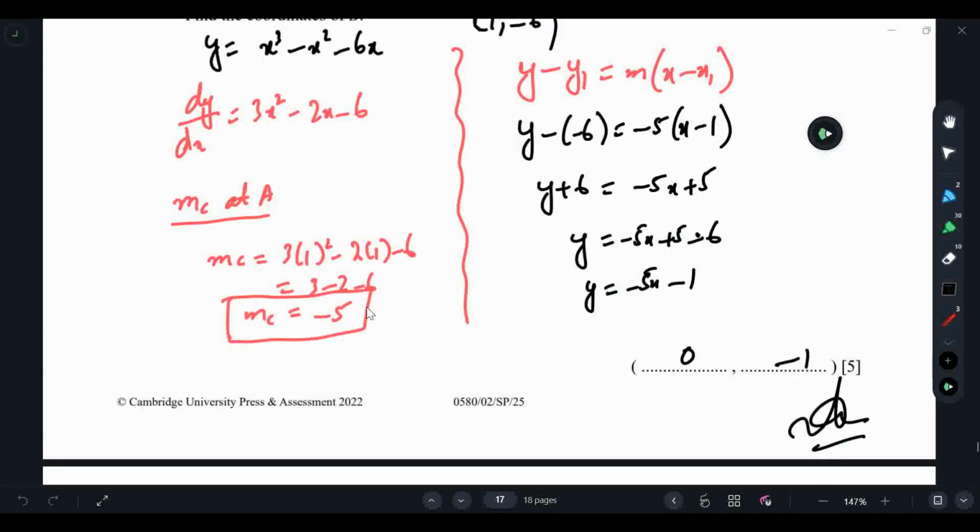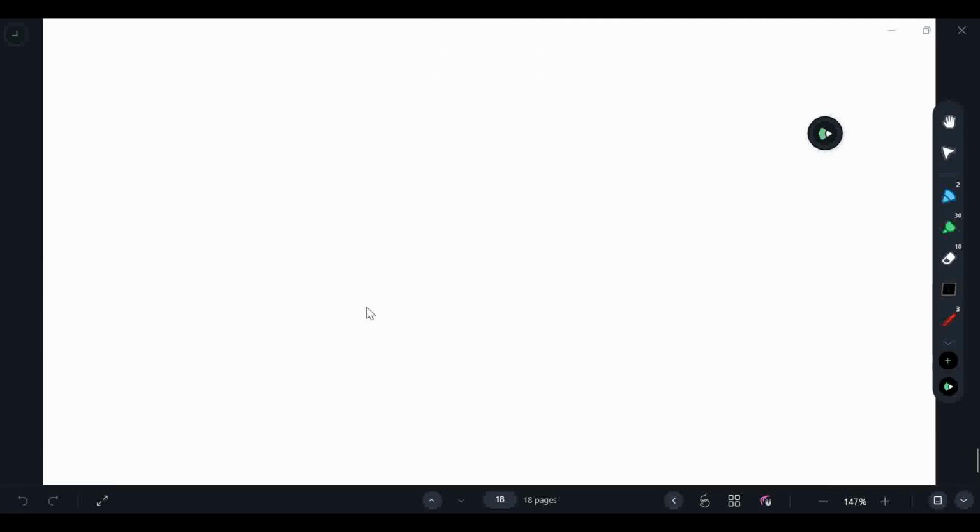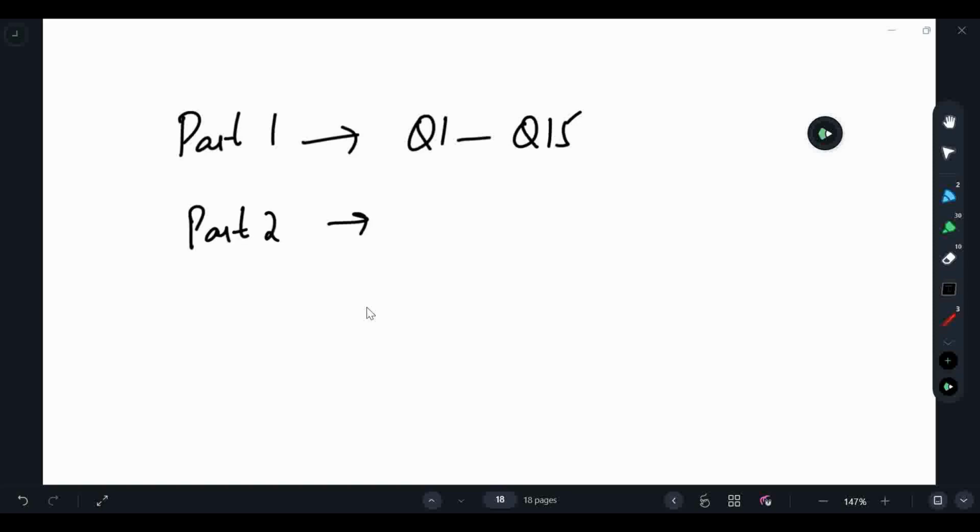Let's see the next question. I think that is it for today. So in part 1, in the first lesson, we discussed question number 1 to question number 15, and in part 2 we have discussed question number 16 till question number 26.